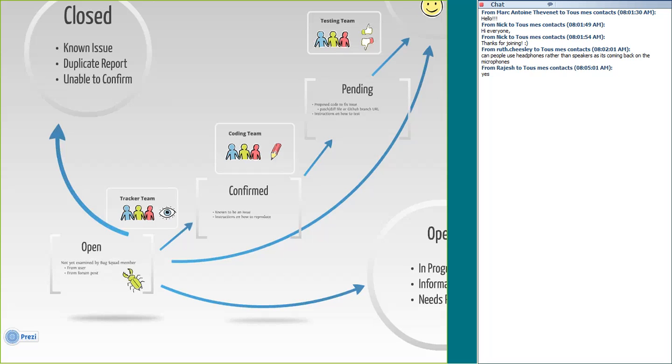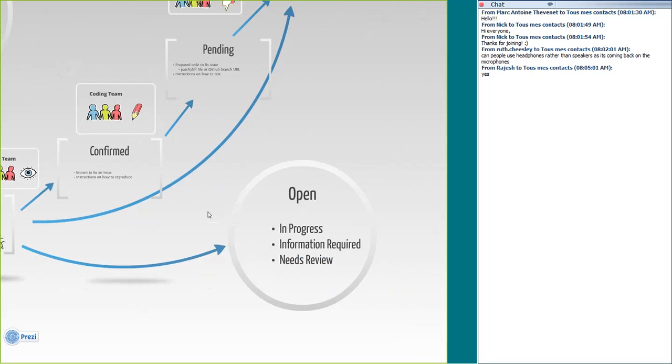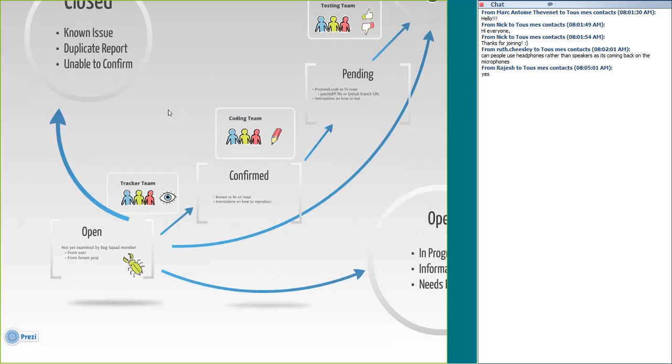If it isn't a bug, you might set it to one of these closed statuses, like maybe it's a known issue, or maybe it's a duplicate of something that's already in there, or maybe you're unable to confirm it. Or maybe you need more information, so you change it to information required, because you can't tell from the information in there. So you basically throw it back to the reporter to answer some questions.